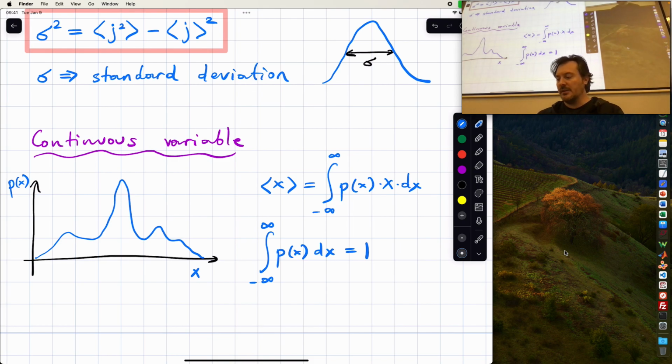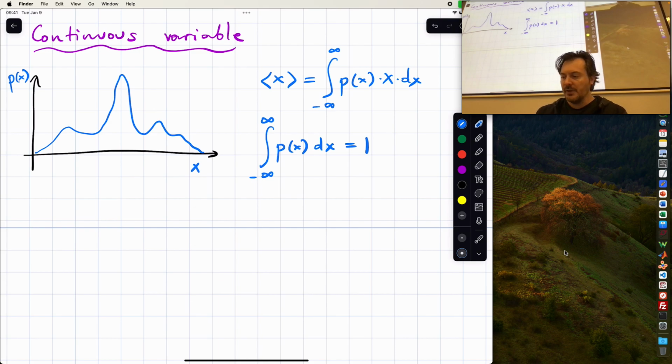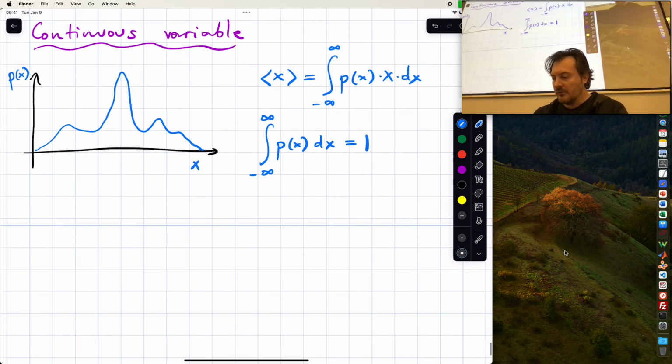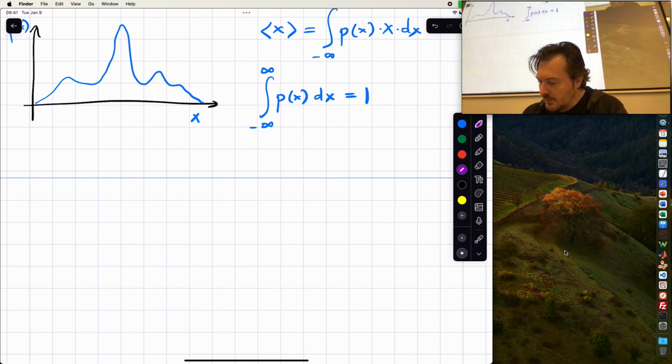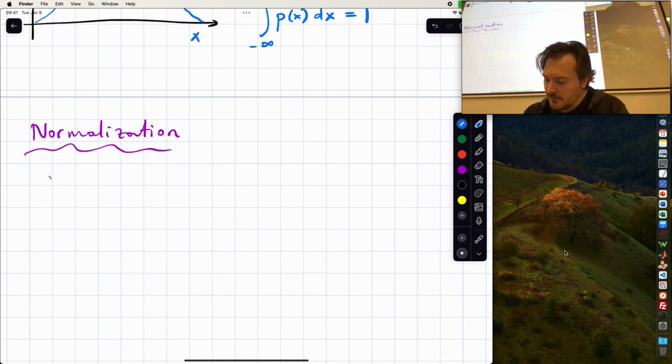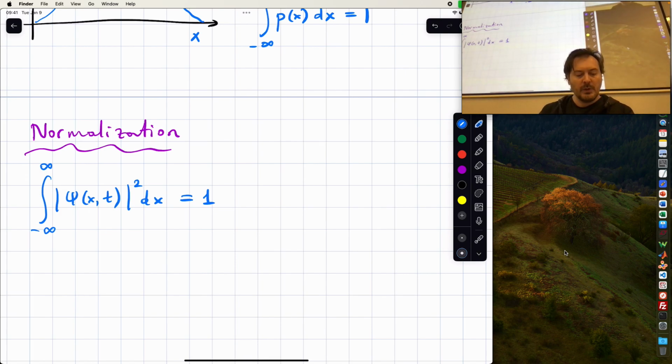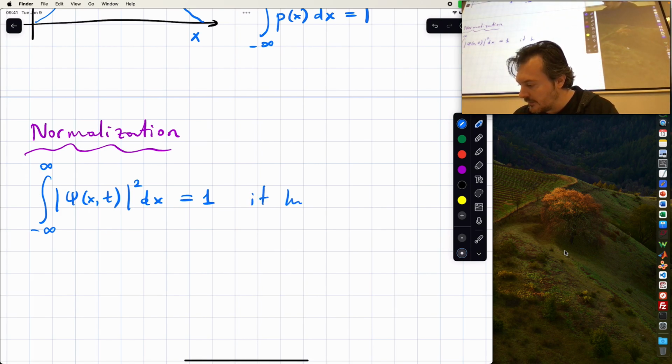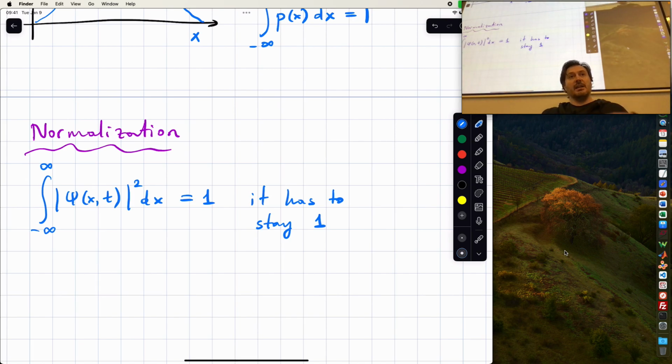Now, why do we care? Because as we have discussed earlier, our wave function squared gives us the probability of being at a certain point, right? So back to quantum mechanics, what does normalization mean for quantum mechanics? It means that the integral of the wave function squared, the absolute value squared of the wave function, must be 1. Must be 1, and it has to stay 1 throughout the dynamics, okay?